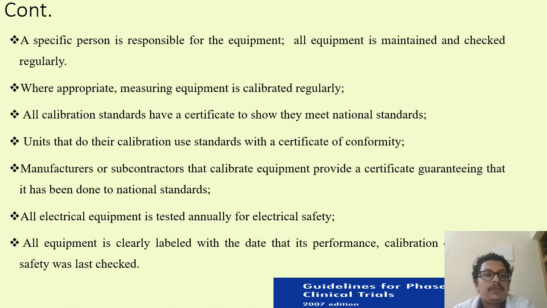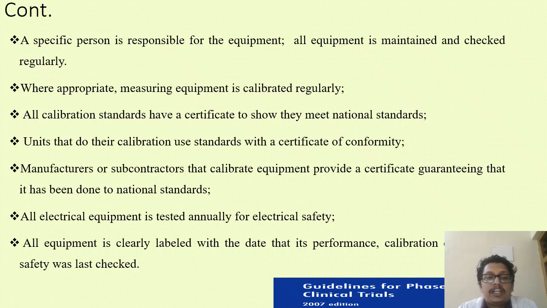A specific person is responsible for the equipment. All equipment is maintained and checked regularly. Where appropriate, measuring equipment is calibrated regularly. All calibrations and standards have a certificate to show they meet the national standard. Units that do their own calibration use standards with a certificate of conformity. Manufacturers or subcontractors that calibrate the equipment provide a certificate guaranteeing that it has been done to national standards.